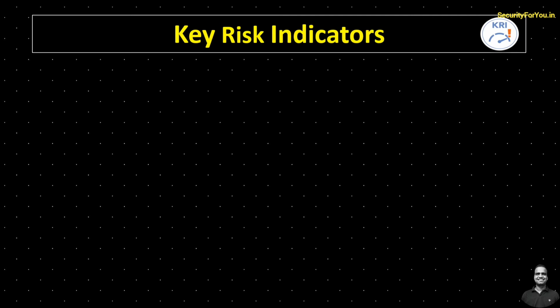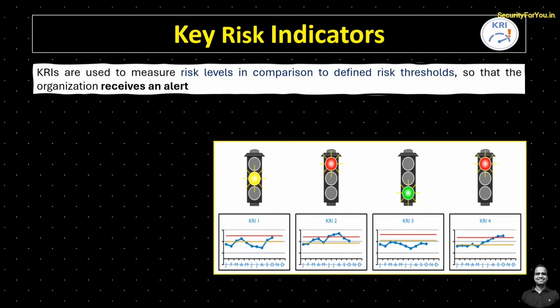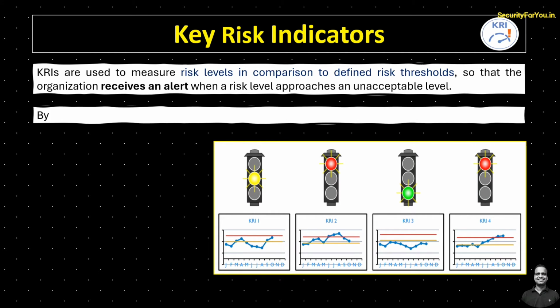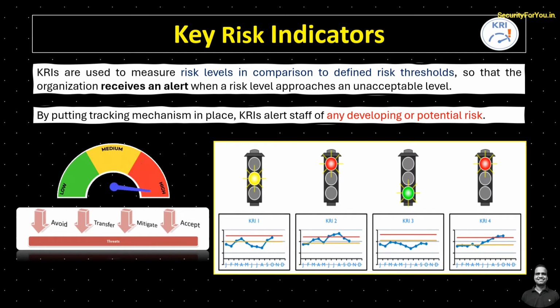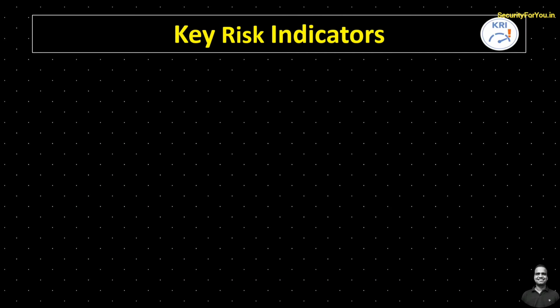Key risk indicators. Key risk indicators are used to measure risk levels in comparison to defined risk thresholds, so that the organization receives an alert when a risk level approaches an unacceptable level. By putting tracking and reporting mechanisms in place that alert staff to a developing or potential risk, the enterprise gains the opportunity to respond to the risk before it produces unacceptable outcomes, right? Key risk indicators act like early warning signs for potential problems. Let's look at some examples of key risk indicators, or KRIs.